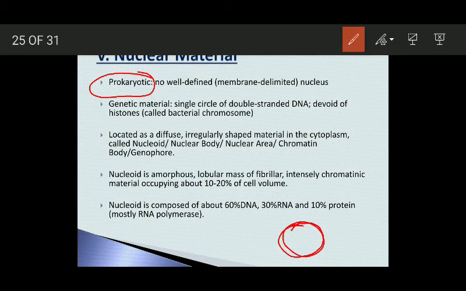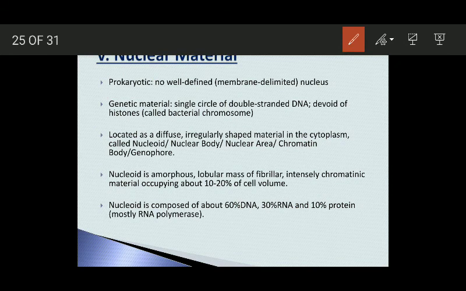So what is nucleoid? Nucleoid is actually the region of the cell which contains the nuclear material. It forms about 10 to 20% of the cell volume. This volume of cell is known as nucleoid.